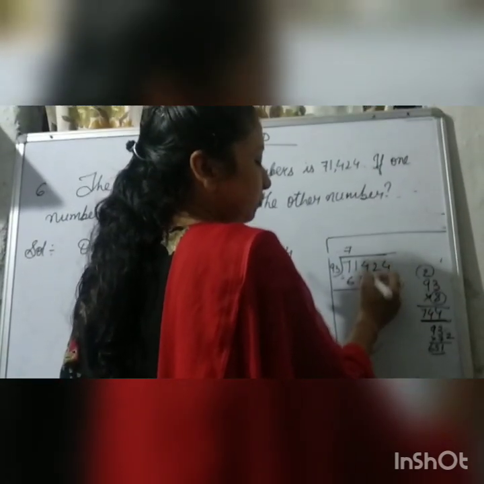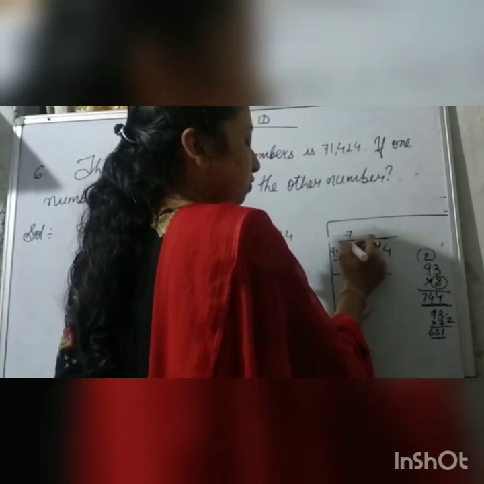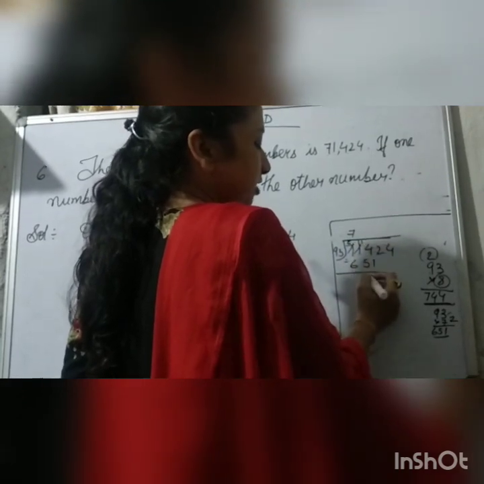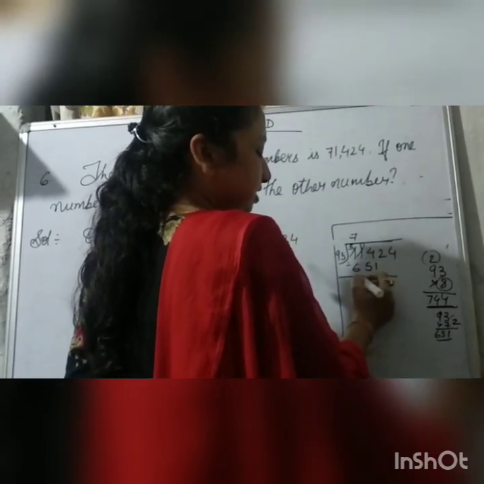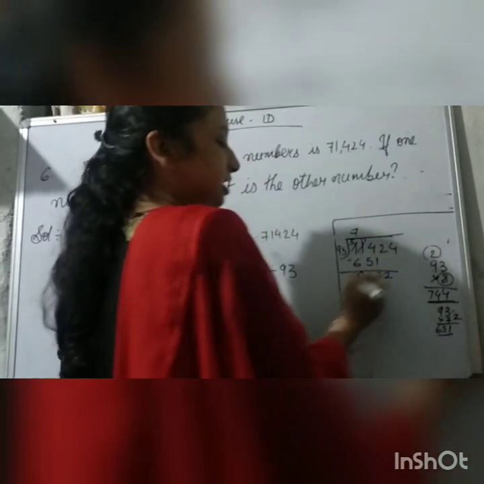Now we will subtract. 4 minus 1, 3. And we cannot subtract 5 from 1, so we will borrow 1 from 7. Here it will become 11, here 6. So 11 minus 5, 6. Here 6 minus 6, 0. Again we bring down this 2, and it becomes 632.